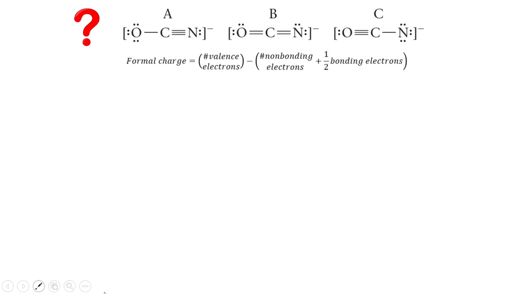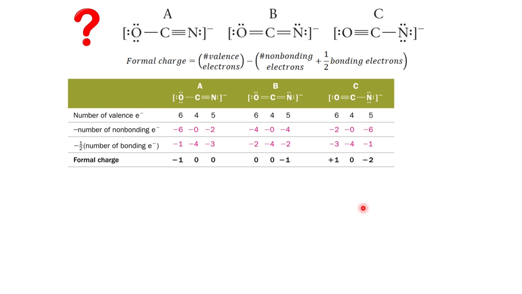So let's look at this compound here. If you'd like to pause it and practice calculating the formal charge for these 3 structures, you may do so. So let's take a look. The number of valence electrons for our oxygen is 6, carbon is 4, and nitrogen is 5. Then we have non-bonding electrons. On here we've got 6. This one has 0, and this one has 2.